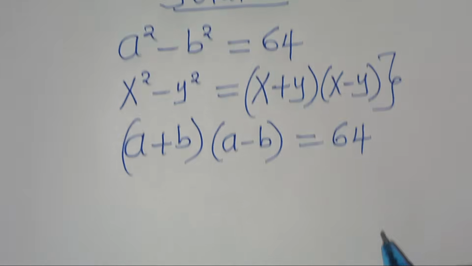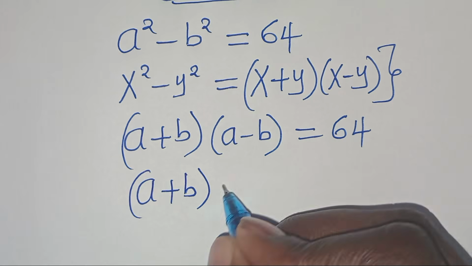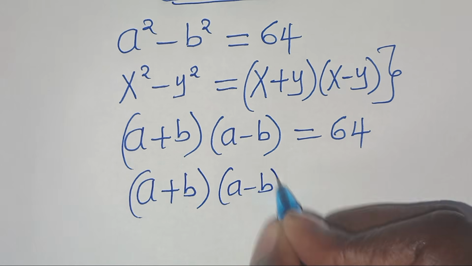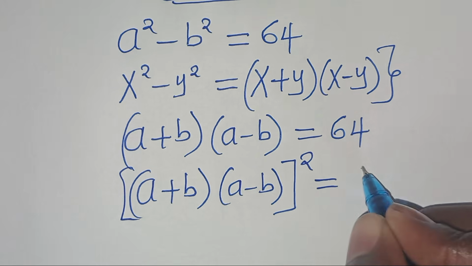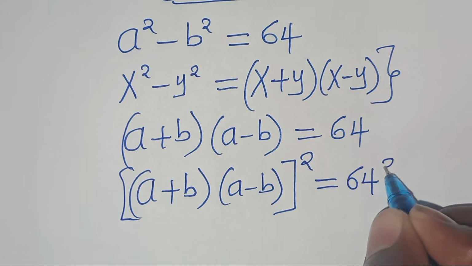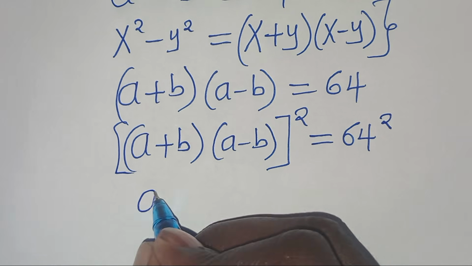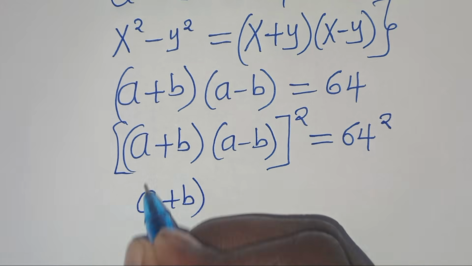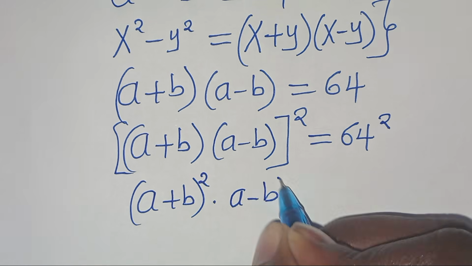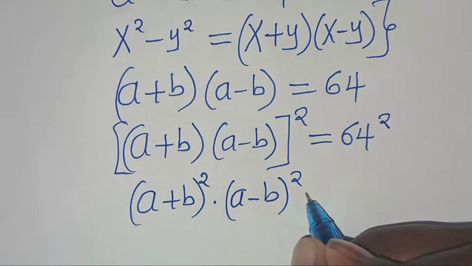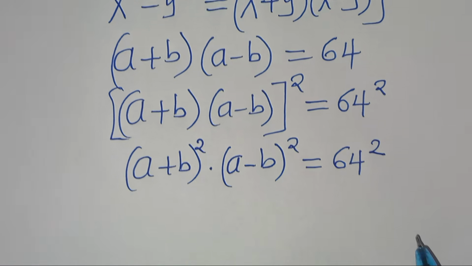Now, the next step is to square both sides so that we have a plus b multiplied by a subtract b, raised to the power of 2. This is equal to 64 raised to the power of 2. This is the same thing as a plus b raised to the power of 2 multiplied by a subtract b raised to the power of 2. This is equal to 64 raised to the power of 2.